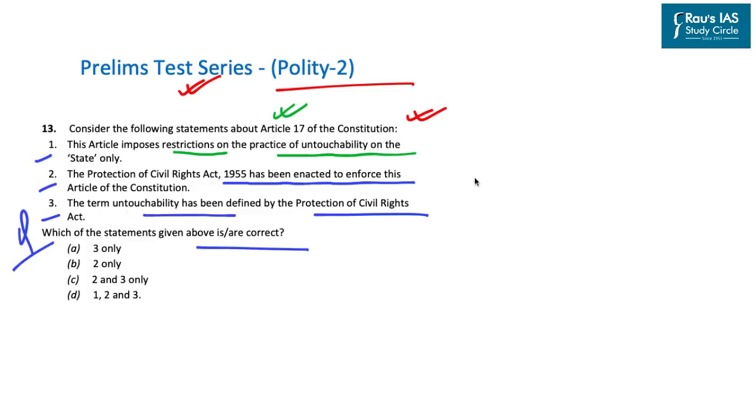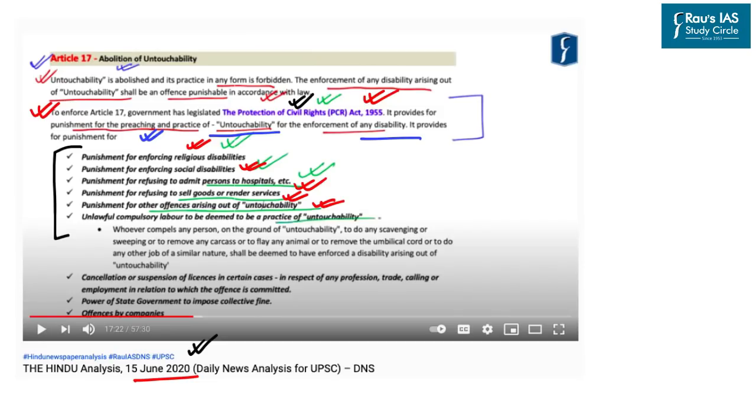No, this cannot be said to be true because this defeats the entire purpose of legislating the Protection of Civil Rights Act 1955. And this can also be ascertained from the fact that this act provides for punishment for enforcing religious disabilities as well as social disabilities. And these religious or social disabilities are definitely practiced in society. So this legislation prohibits any practice or preaching of untouchability in our society.